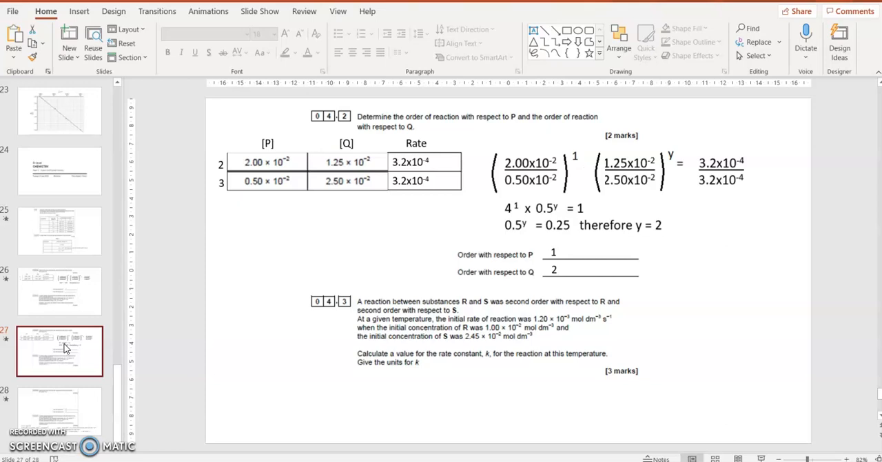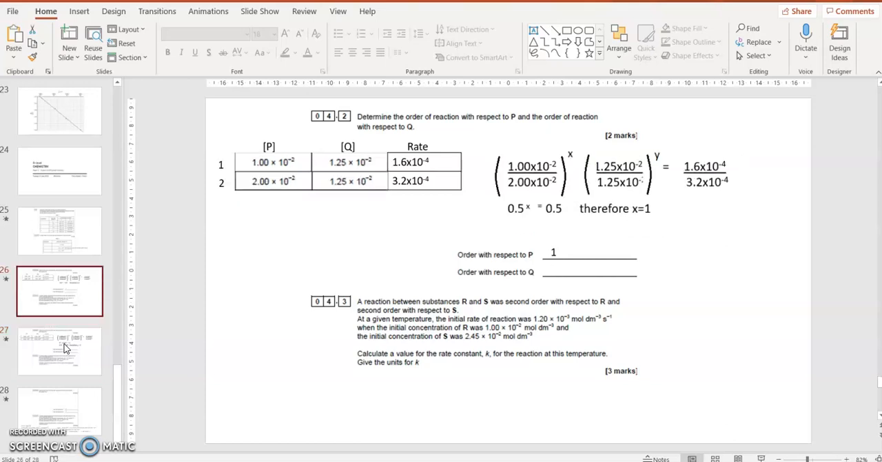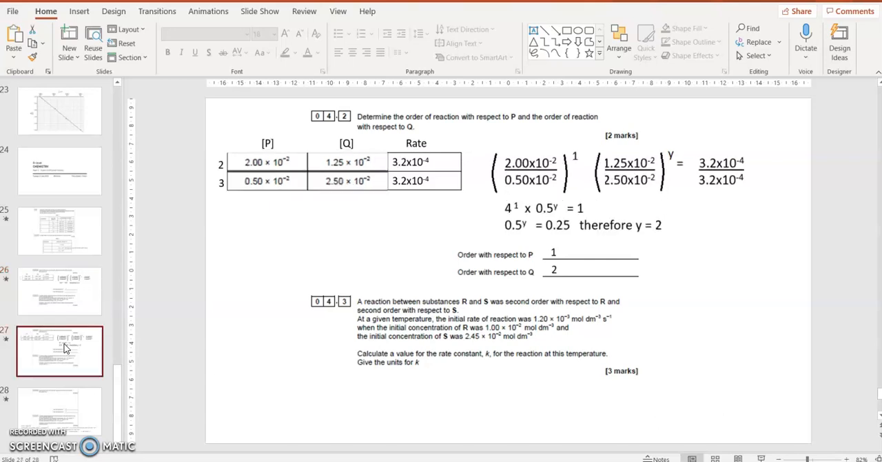Concentration of P, experiment 2, divided by concentration of P, experiment 3, to the power 1. How do I know it's to the power 1? Because I've just calculated x was a 1, the order with respect to P was a 1. Q: 1.25 times 10 to the minus 2 divided by 2.5 times 10 to the minus 2 to the power of unknown. That's what we're trying to find out. We'll call that y, and the two rates are the same.